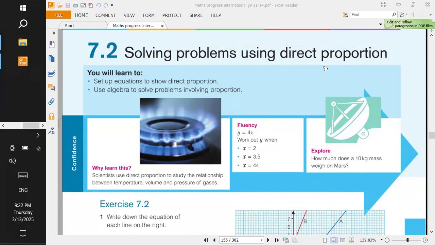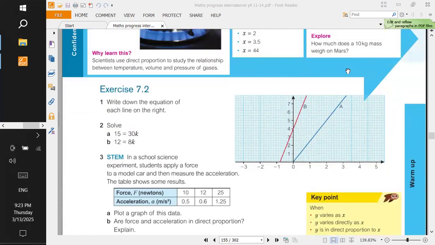7.2, solving problems using direct proportion. Let's take a look at some questions here. Here, write down the equation of each line on the right. Now, talking about equations and lines, we talked about this in Unit 10, and we talked about this in detailed answers. So we don't have to do it here. You can go check the video of Unit 10 and how to write the equation of a line, finding the y-intercept, finding the gradient, and then writing the equation of the line. So you have to focus on the right steps on how to do that, and you'll get it, okay?